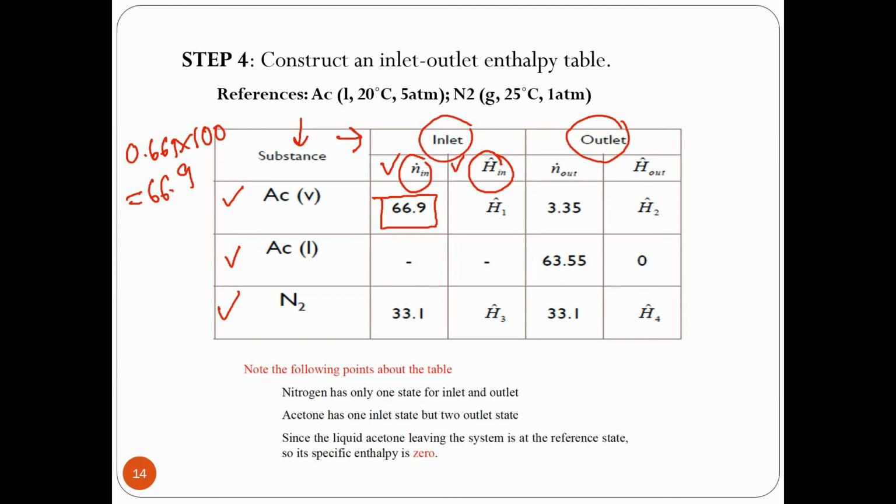So this is going to apply to all these inlets and outlets for the mole rate. As for the nitrogen, it's 33.1. For the inlets, there's no acetone in liquid form, so you just put a dash, meaning there's nothing. For the others, just put all the data given. So you know how to calculate this. This is going to be the moles of your acetone vapor times the total moles of the outlet for the first outlet.